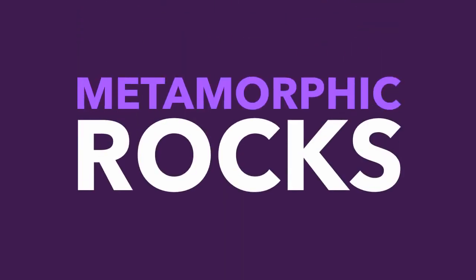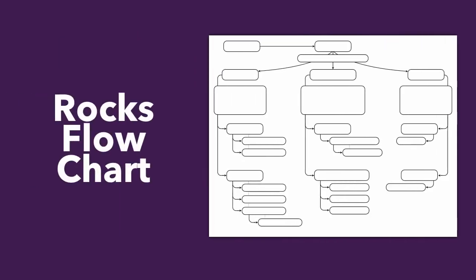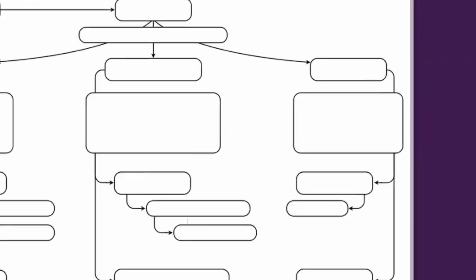Alright, in this video we're going to be talking about metamorphic rocks. Please get your rocks flowcharts ready so we can fill in our final third column. Now, recall, rocks are classified according to how they form. Igneous form from cooling and solidified magma. Sedimentary form from compacted and cemented sediments.